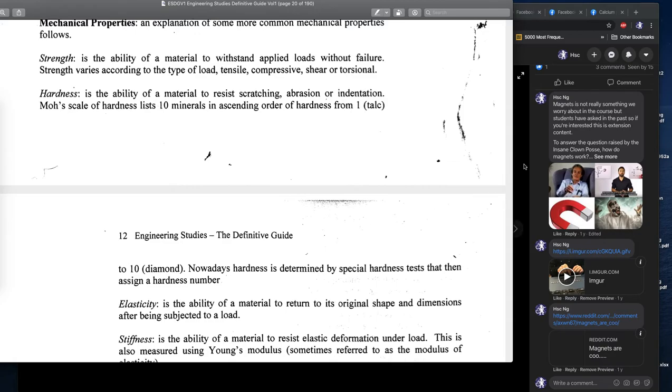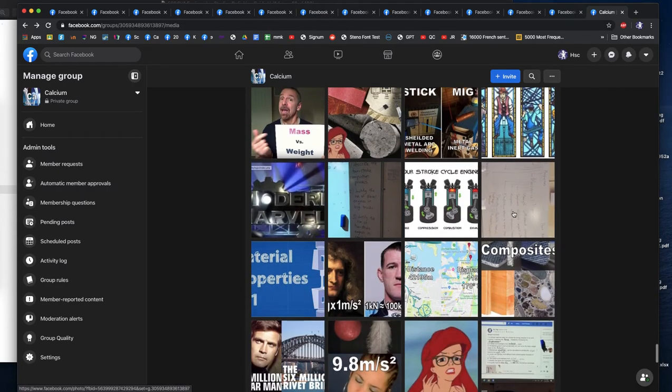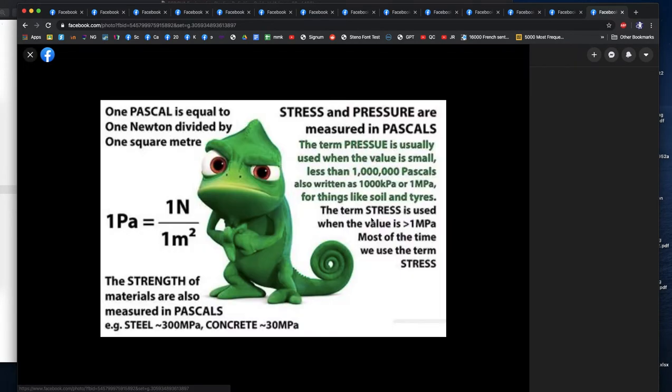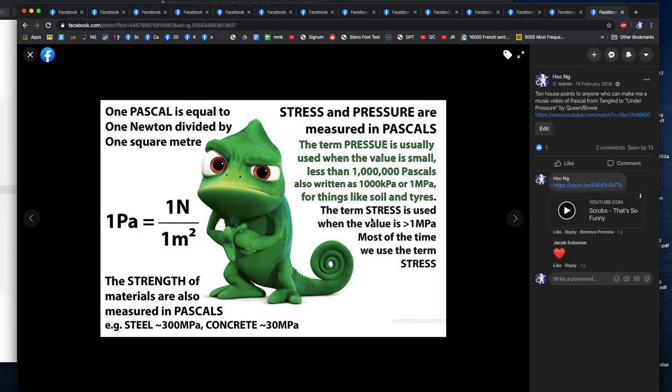If I had been a little bit more on the ball, I might have my picture of Pascal somewhere here. Here we go. 1 Pascal is equal to 1 Newton divided by 1 square meter. So this requires a little bit of prior knowledge. It requires us to know that forces are measured in newtons, and that a force of 1 Newton over an area of 1 square meter is equal to a Pascal. Strength and stress and pressure are all measured in the same terms.